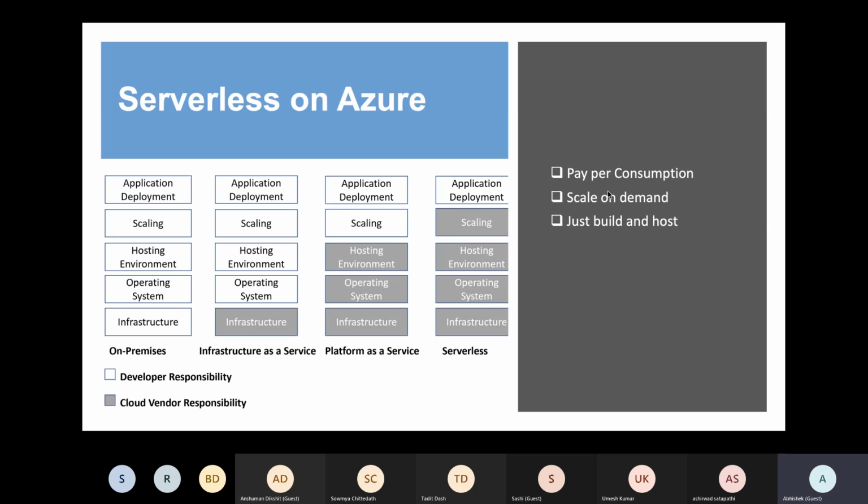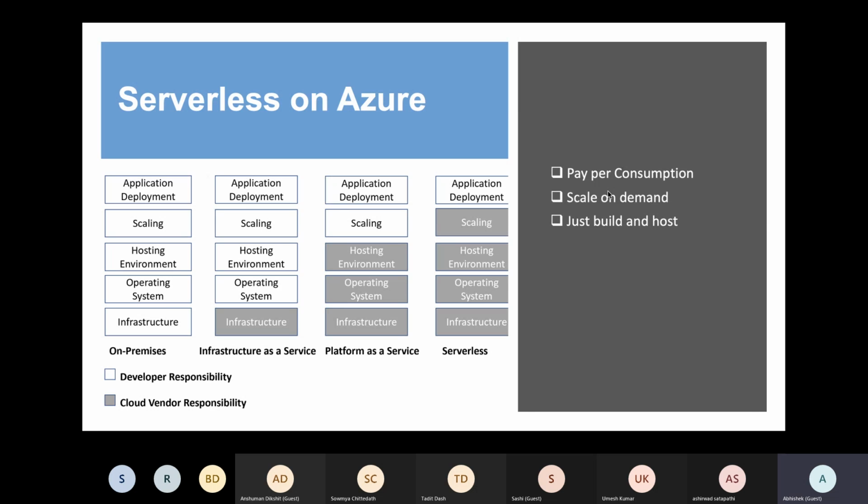Okay. And when we call it serverless, as rightly mentioned, there is nothing called a serverless. Actually, what happens is the underlying platform is abstracted to us. And as a developer, we just build the application and host it. All the hosting environment setup, all the infrastructure related setup, the infrastructure maintenance, the operations, everything is taken care of by the underlying platform provided by the cloud provider.